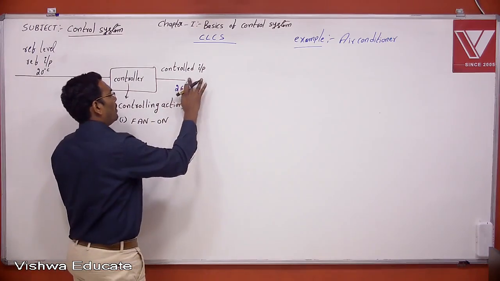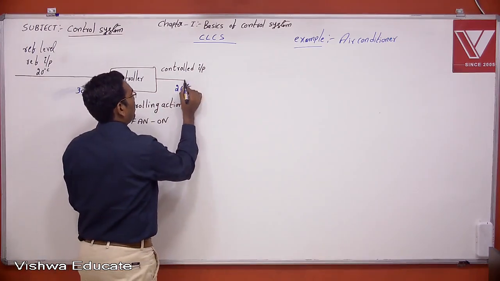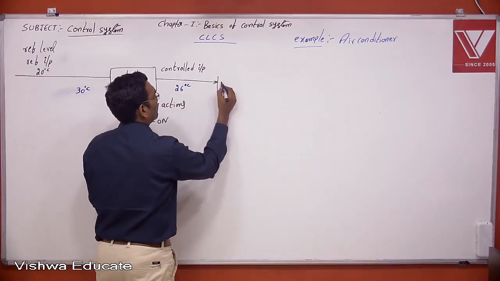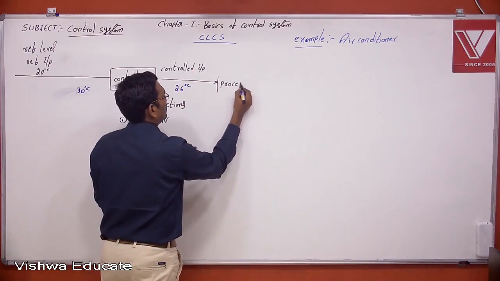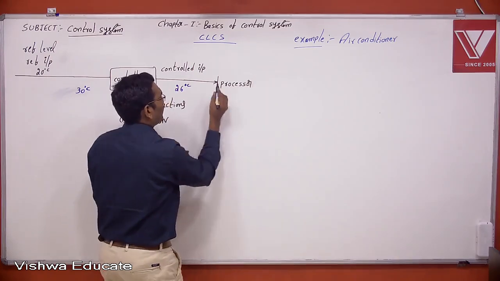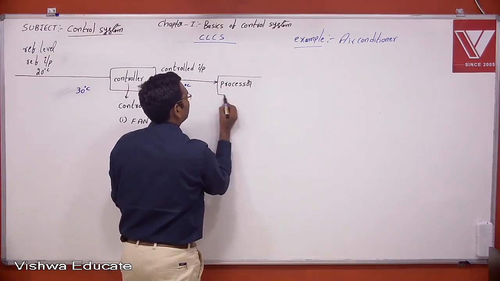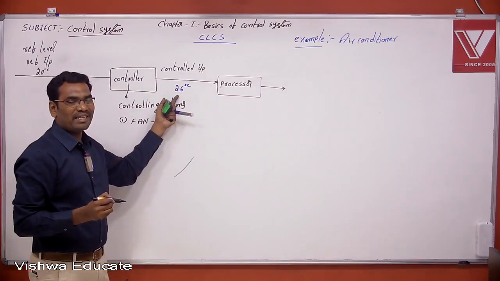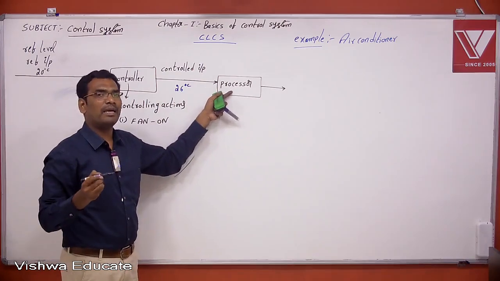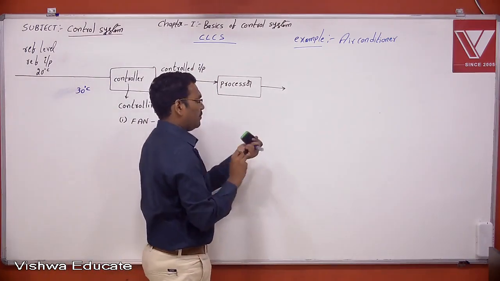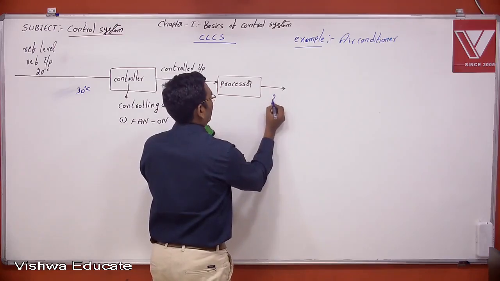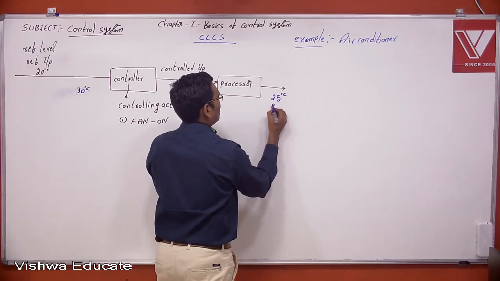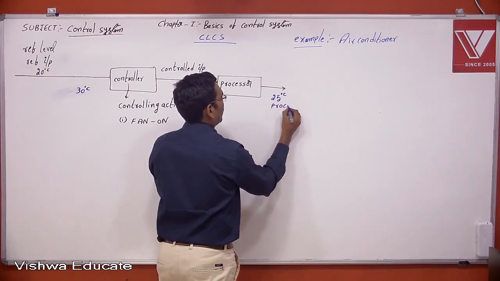What is the block after the controller? You know that. That is the processor. Now this 20 degree centigrade temperature is further processed by a processor and it will become, for example, some 25 degrees centigrade. Therefore, this is nothing but the processed output.